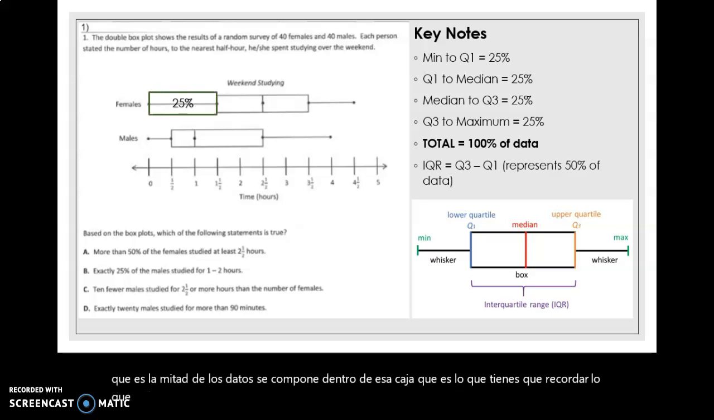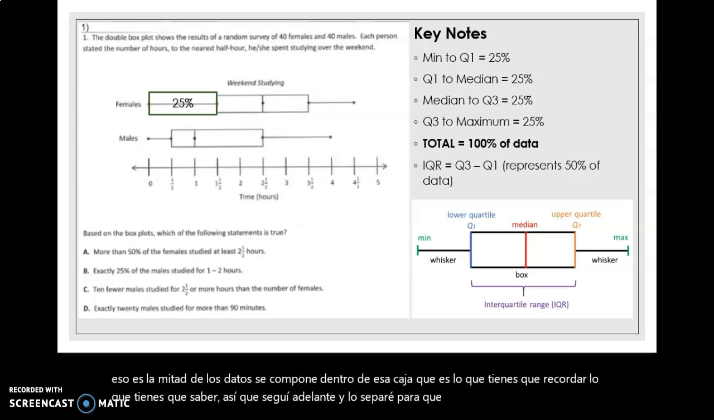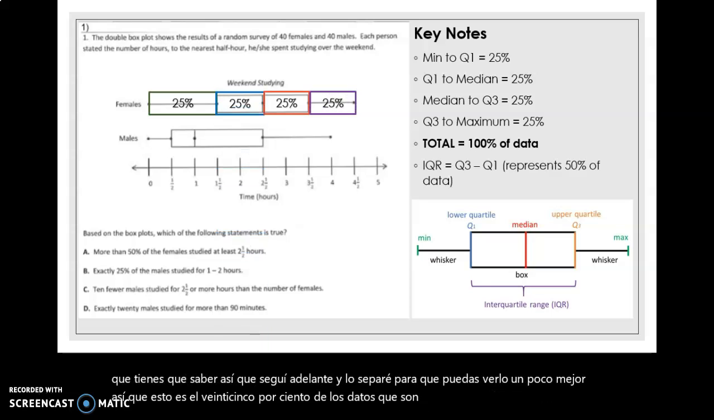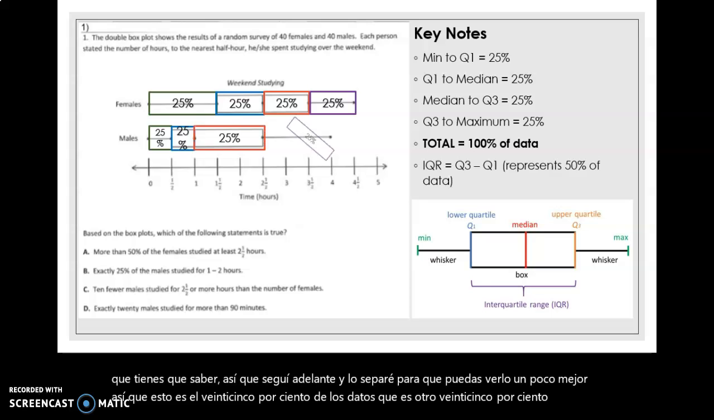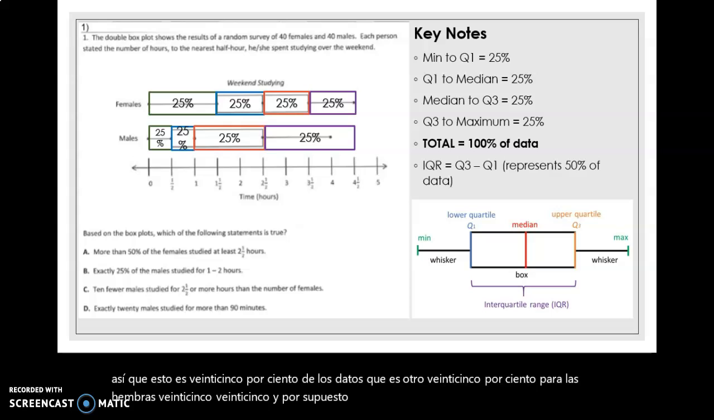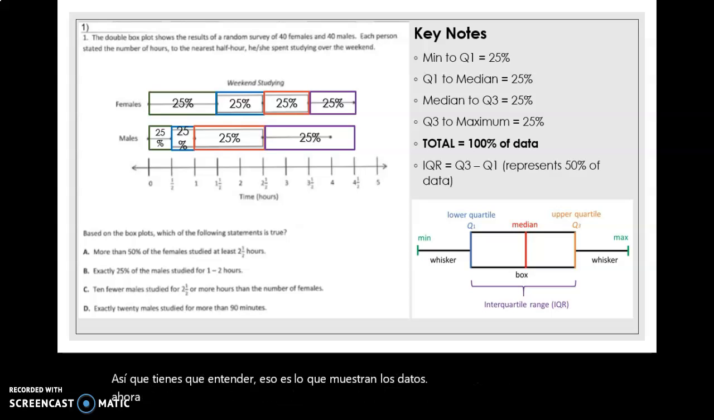I went ahead and separated it so you can see it a little better. This is 25% of the data. That's another 25% for the females, and of course for the males, it follows the same rules. So you have to understand that is what the data shows. Now, keeping this in mind, we have to break it down per question.